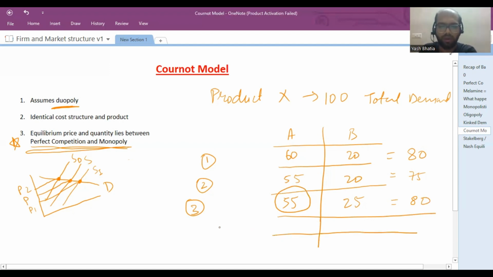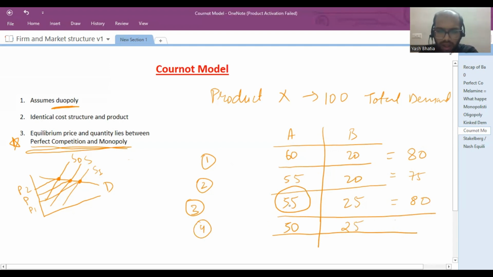So what does A do? A again tries to increase the price by reducing the supply. So A again reduces the supply to 50, and B is still producing 25 quantities.